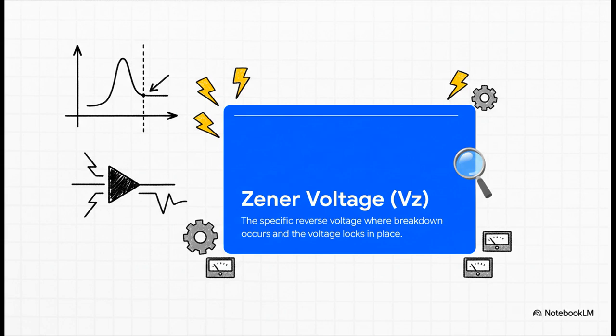See that sharp drop on the graph? It looks like a cliff. That's the breakdown point. And notice how the line becomes almost perfectly vertical? That's the visual proof. It shows that no matter how much the current changes from there, the voltage across the diode is locked solid at VZ. That's our constant voltage, right there on the graph.